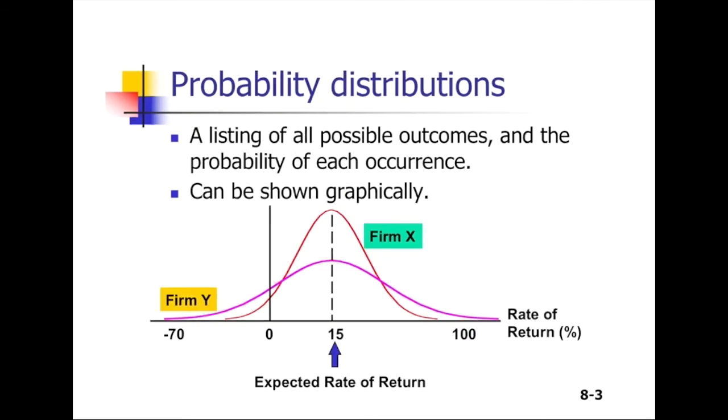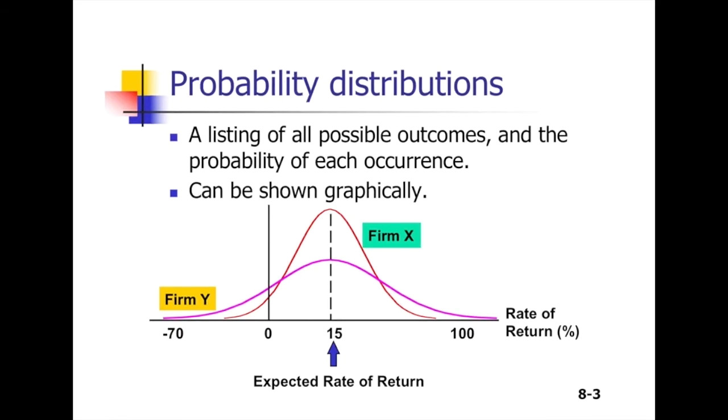So when we talk about risk, we start with the concept of probability distribution, in Korean 확률 분포. If you buy a stock, the return is uncertain, right? So the probability distribution means a listing of all possible outcomes and the probability of each occurrence. The x-axis means expected rate of return and the y-axis means probability. So we can write down this probability.